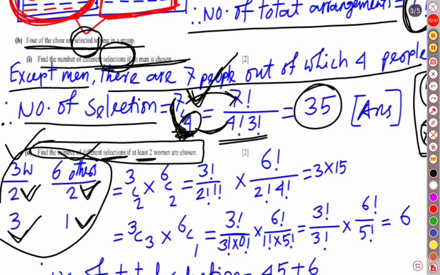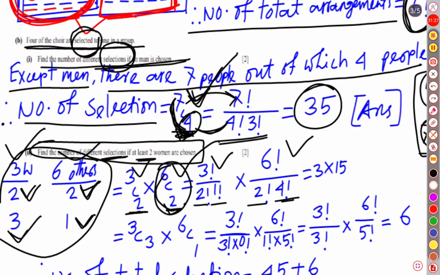All of these are combinations, so we apply the combination formula. First we choose two women from three women, so 3 choose 2, then there were six remaining people, children and men, out of which we choose 2. How to write this? 3 choose 2 is 3 factorial over 2 factorial and 1 factorial. Then 6 choose 2 is 6 factorial over 2 factorial and 4 factorial, since 6 minus 2 is 4.